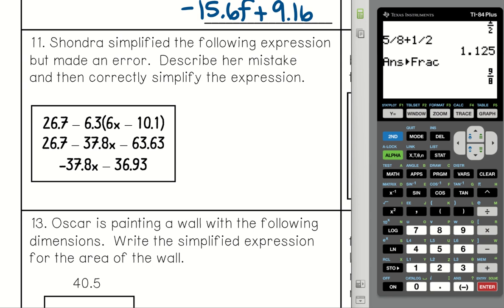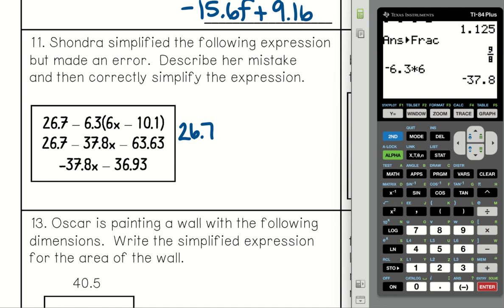Number 11 says Chandra simplified the following expression but made an error. Describe her mistake and then correctly simplify the expression. So we're going to take it step at a time and see if we can figure out where her mistake is. So it looks like her first step, she did bring the 26.7 straight down, so that was good. Now let's check our math on the rest of it. So she should have done negative 6.3 times 6, which is negative 37.8x, so that was correct.